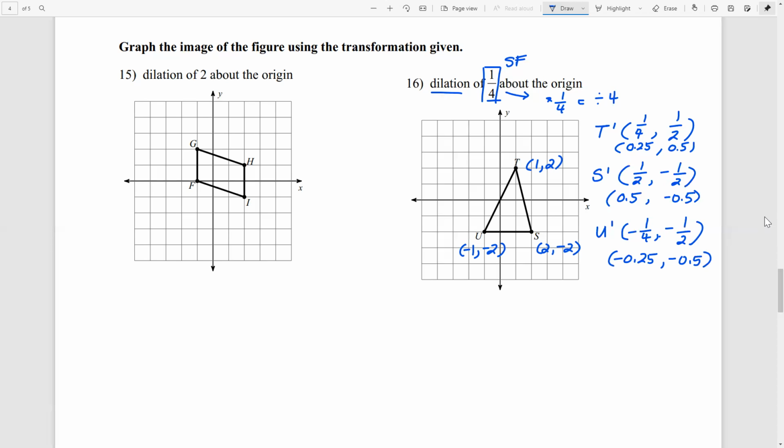So those are all the different sections that you'll have for this worksheet for you to practice dilations and also similarity.